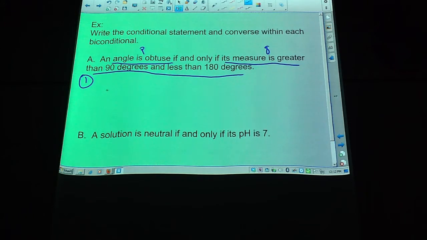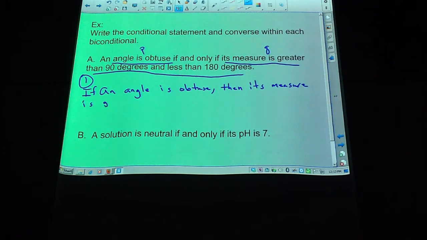So to write the conditional statement, we're going to say if an angle is obtuse, sorry, then its measure is greater than 90 degrees and less than 180 degrees.